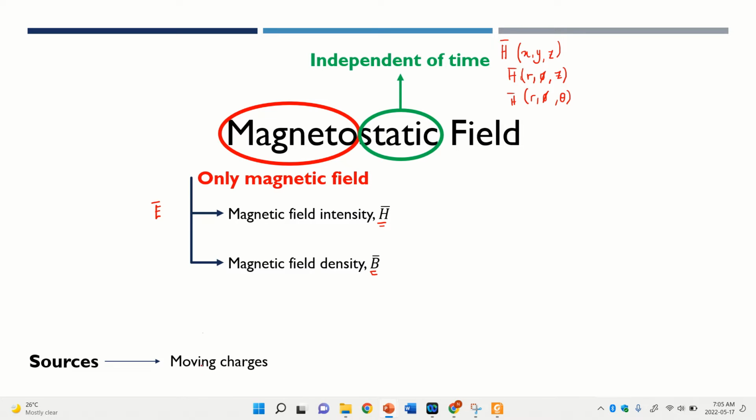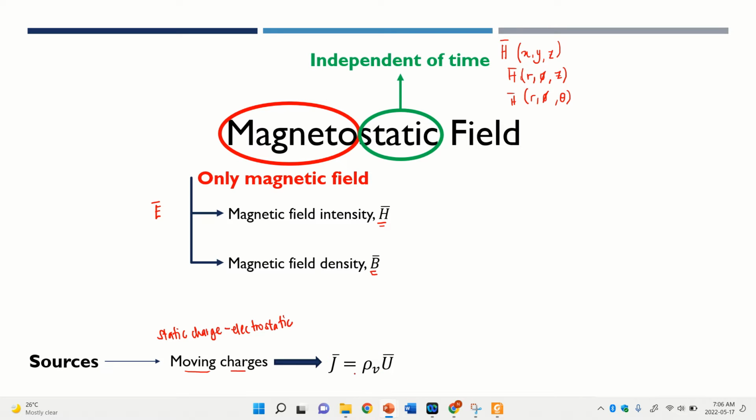This is quite different from the electrostatic field, where the source is static charge. But for magnetostatic, it is a moving charge. When we say it is a moving charge, we will discuss it in terms of currents.